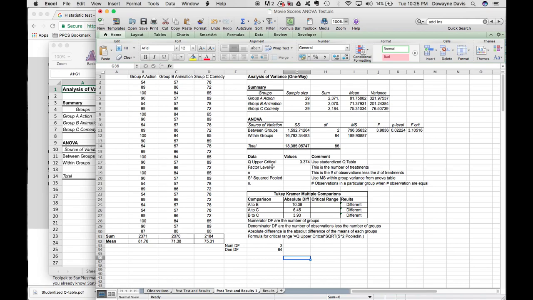I'll walk you through all of these formulas as I go. The factor level is the number of treatments or the number of groups. So I've actually had 3 groups: the same set of people watched an action movie, then an animation movie, and then a comedy. So I have 3 groups, and I'll plug that in there. My N is the number of observations less my number of treatments. I know that I have that down there already, so I know that that's 84.